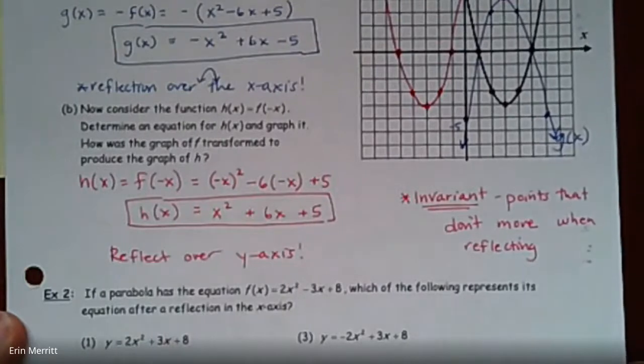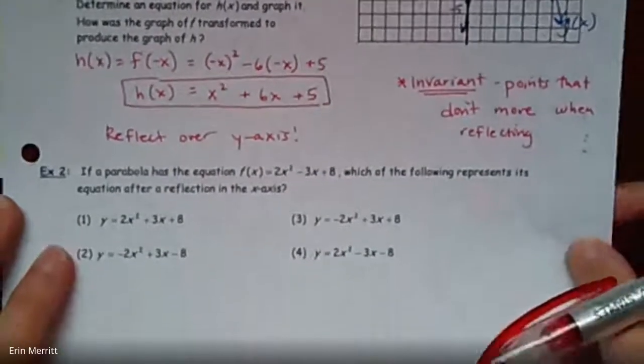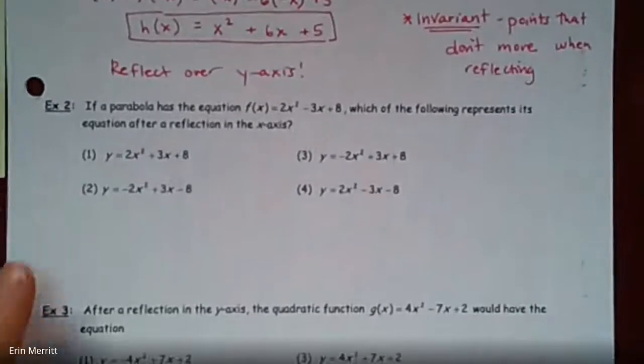All right, we're going to do a couple of these together. We're going to save a couple of these for class tomorrow. So example 2, we are going to do together. It's saying if a parabola has the equation f of x equals 2x squared minus 3x plus 8, which of the following represents its equation after reflection in the x-axis?